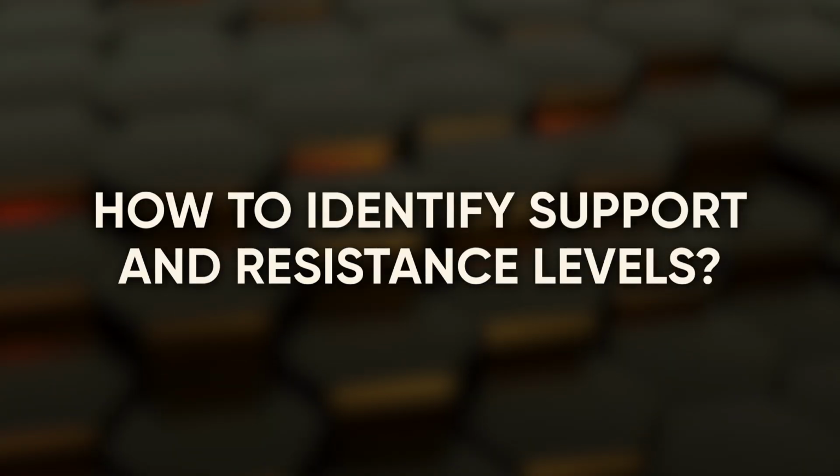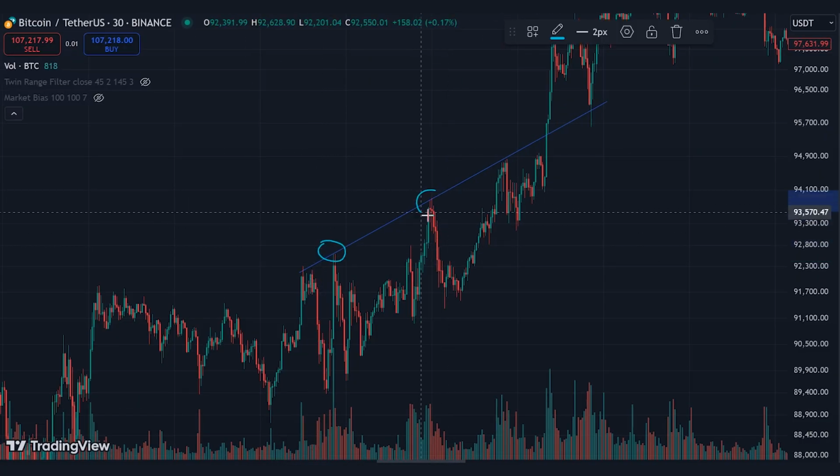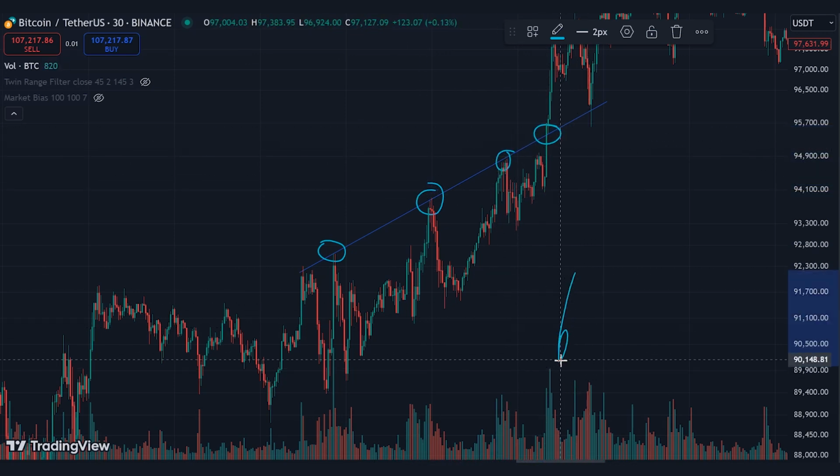How to identify support and resistance levels? Support is where the price tends to stop falling, and resistance is where it struggles to go higher. To find these levels, look for areas where price has reacted multiple times in the past. These zones act as magnets. If price approaches a level with strong momentum and high volume, it's likely to break. But if it quickly rejects the level, it's more likely to hold.